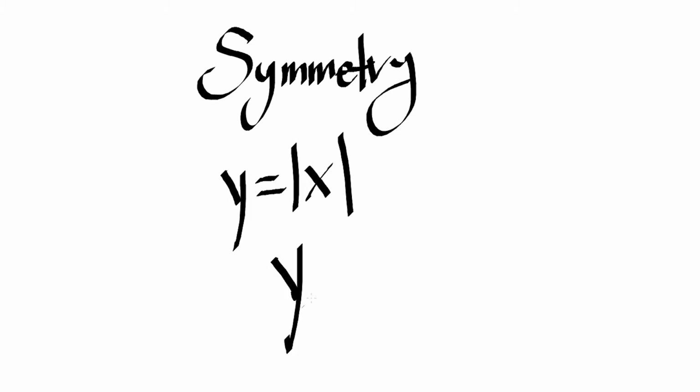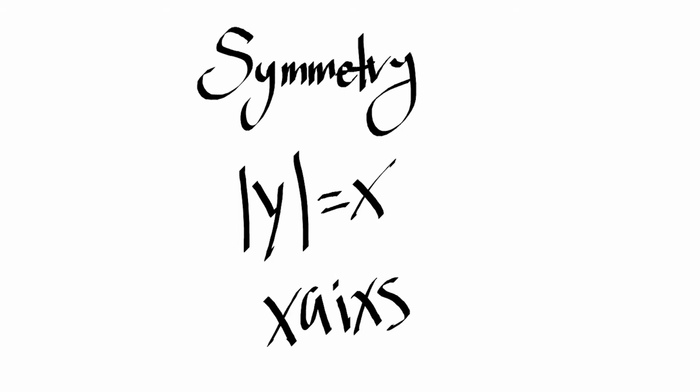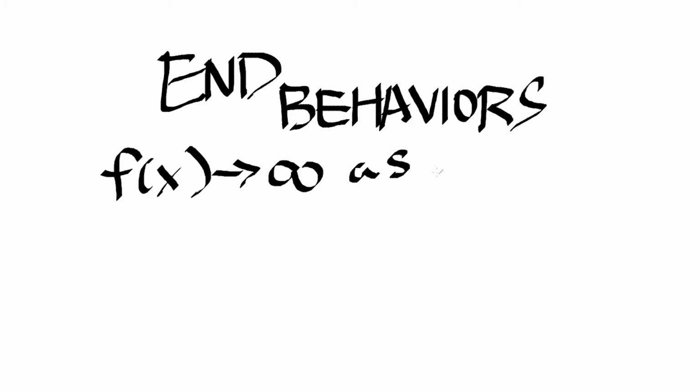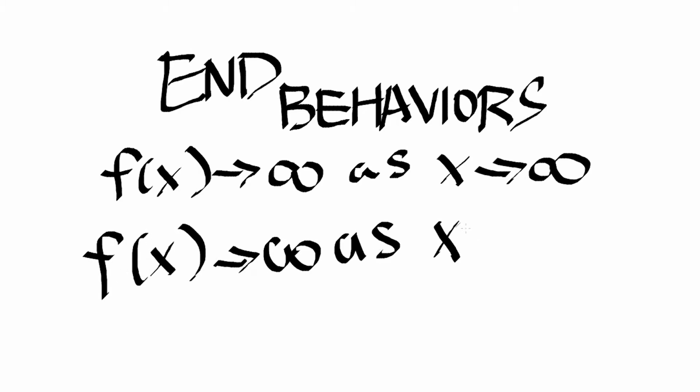Symmetry about the y-axis is shown through y equals the absolute value of x, while symmetry about the x-axis is shown through the absolute value of y equals x. Absolute values are even functions. There is no asymptote. The end behavior of the parent function is f of x approaches infinity as x approaches infinity, and f of x approaches infinity as x approaches negative infinity.